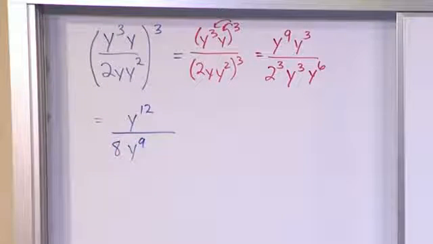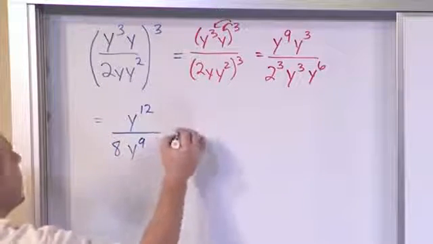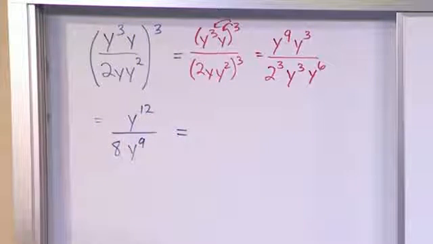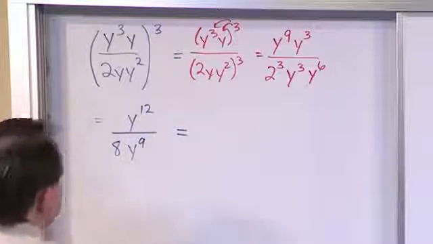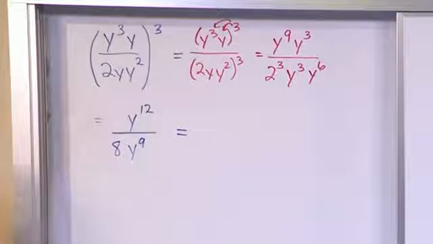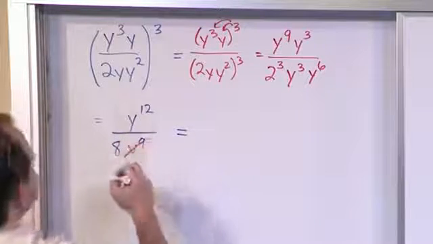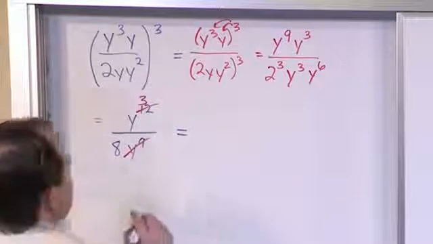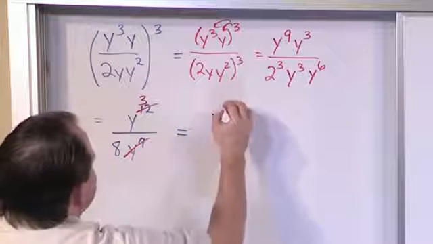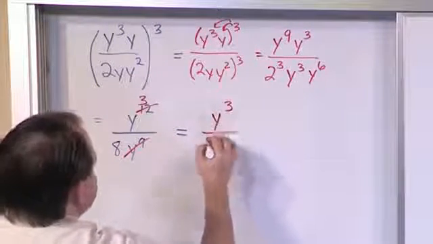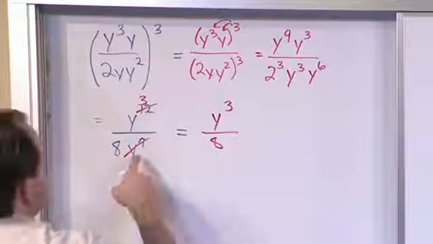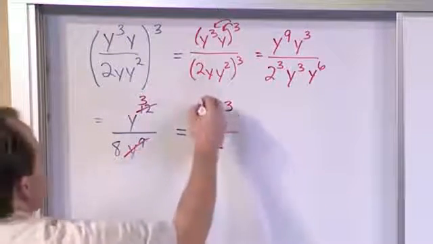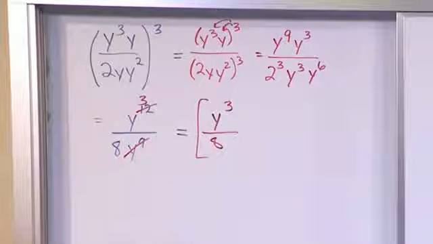So I'm basically almost done, but I noticed that on the top and the bottom, I have some y's. I have 9 y's on the bottom and 12 on the top, so I know all 9 of them will disappear, and I'll be left with 3 y's on the top. So my final answer will be y to the 3rd power over 8, because when you strike through it, this basically means it's 1 down there. And that's the final answer.